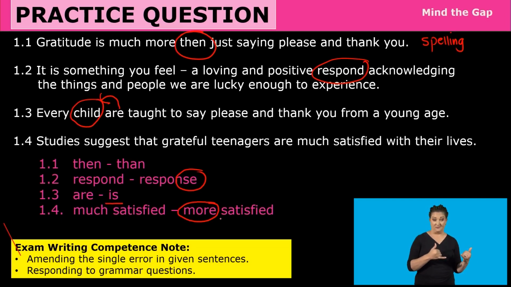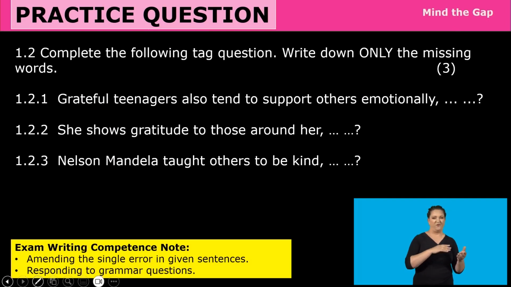And in this case, because of the syllables in satisfied, it's more than 2, so we add more satisfied to complement that syllables, all right? Complete the following tag question. Now look at your instruction, it says tag question, and in this case you write only the missing words, which means that you must change the statement, all right, and make it negative by adding the tag question.